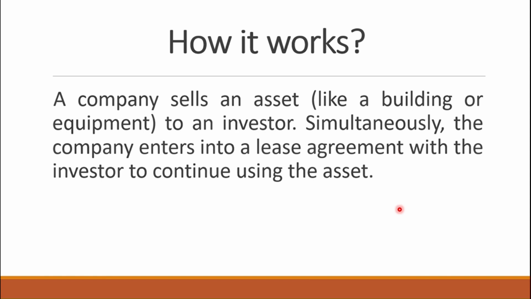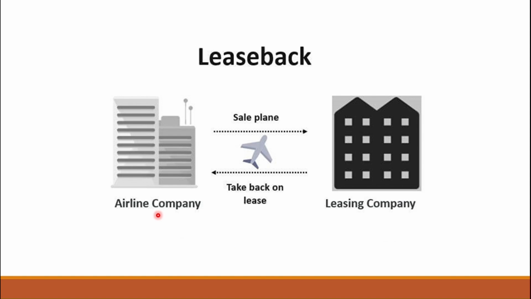Now, how does it work? A company sells an asset, let's say a building or an equipment, to an investor. Simultaneously, the company enters into a lease agreement with the investor to continue using the asset. For example, let's say there is an airline company. This airline company owns many airplanes, but it needs some free cash for its day to day operation. Then it finds a leasing company, which is basically an investor with cash and who is willing to buy airplanes. It sells these airplanes to this leasing company and then takes the planes back on lease.